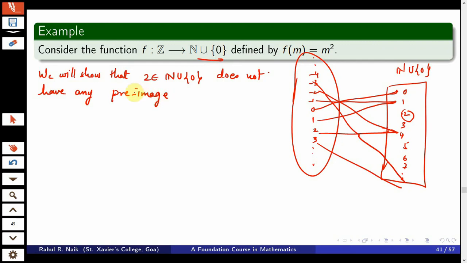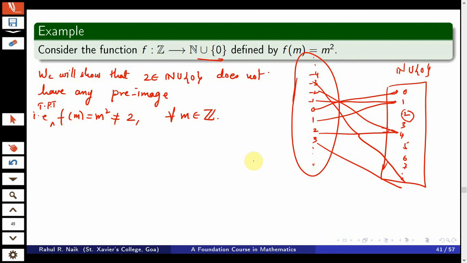So this 2 is our choice. Now I need to show that f of m, that is m square, will never be equal to 2 for any m in the domain set. This is what we want to prove. What we do is that this m is varying over the set of integers. So I will consider every integer, and for every integer I am going to show that f of m is not equal to 2.